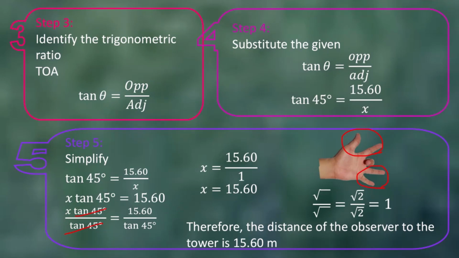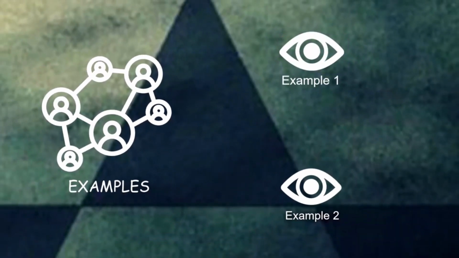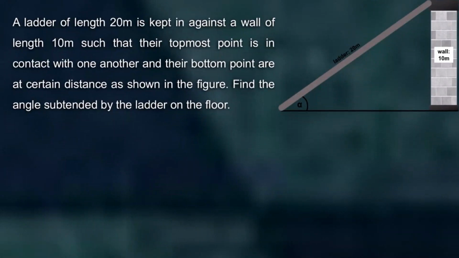Next po is the example number 2. Yan, ito na po ang ating example number 2. A ladder of length 20 meter is kept against a wall of length 10 meters such that their topmost point is in contact with one another, and their bottom points are at a certain distance, as shown in the figure.